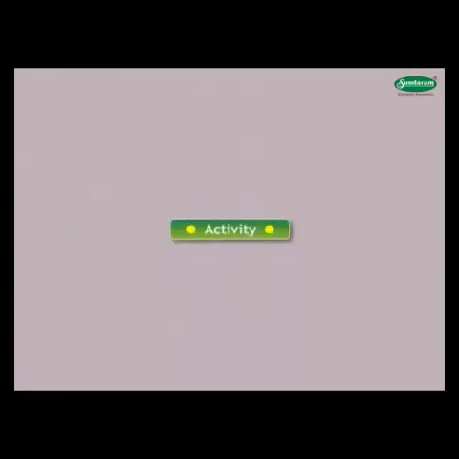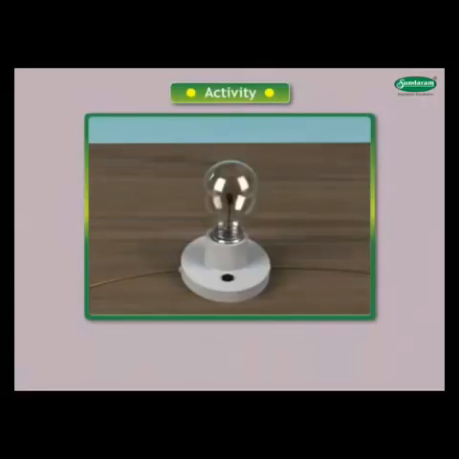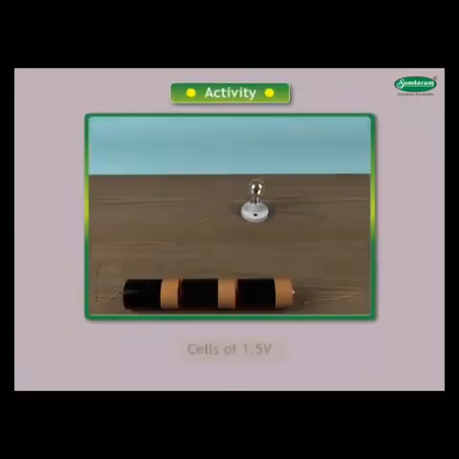Let us perform this activity. Take a small torch bulb. Connect 3 cells of 1.5 volt each as shown in the figure.